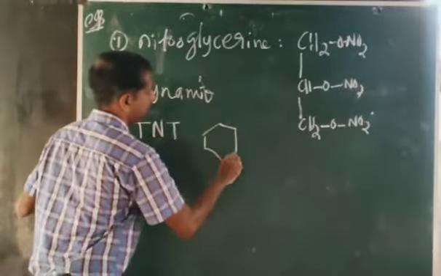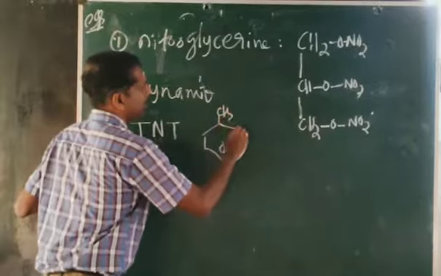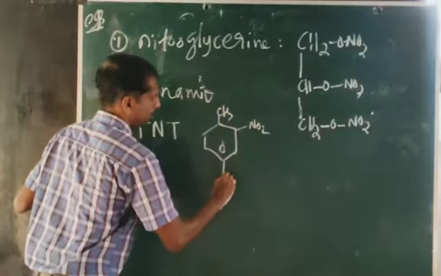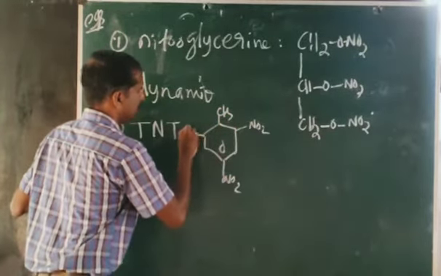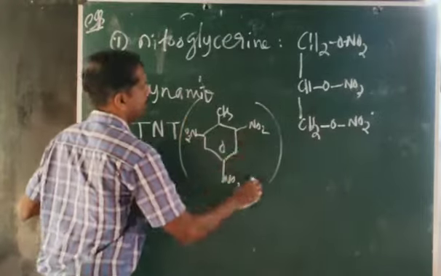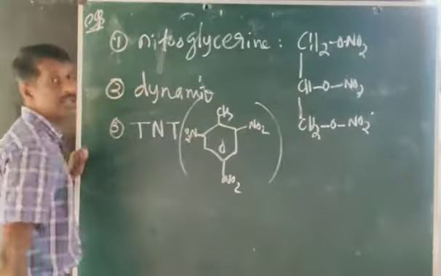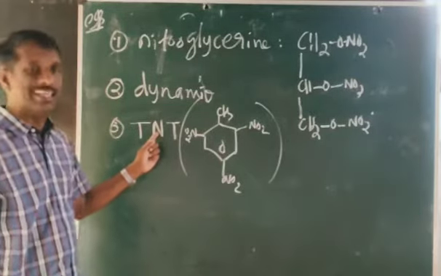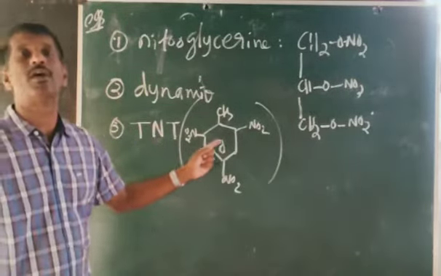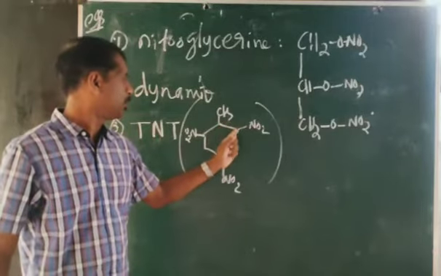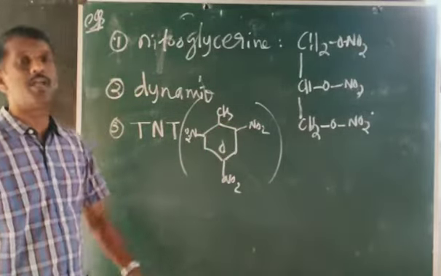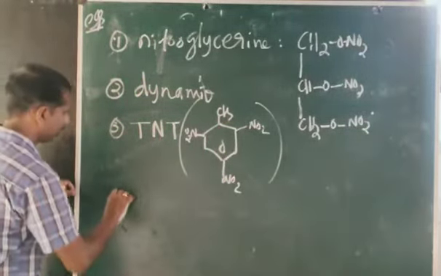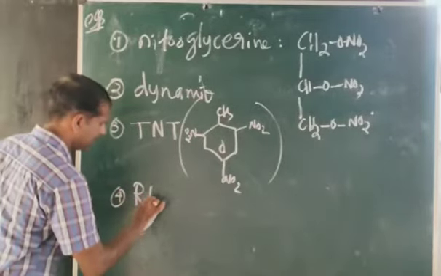So what is TNT? You know that. This is toluene with NO2 groups. This is 2,4,6-trinitrotoluene, which is known as TNT. This is another example of an explosive. And next one is RDX.